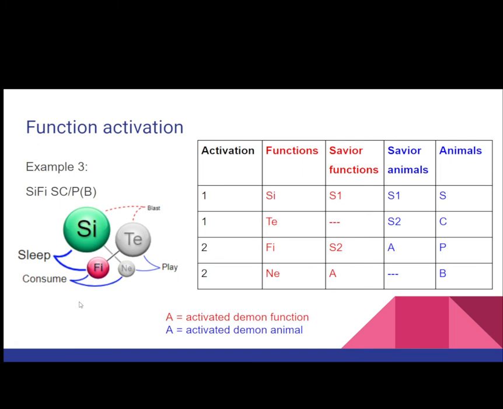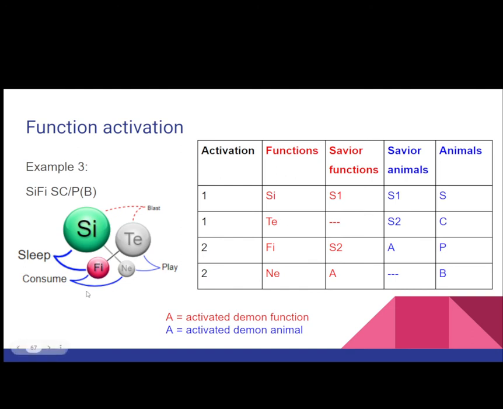Okay, let's try a jumper version of ISTJ: Si, Fi, and let's do sleep, consume, play, blast. Let's see how the function activation looks for this type. Si is being activated once in the sleep animal. Te is being activated once in the play animal over here. Remember, it's not activated in the blast. That's the last animal. We don't count that one.